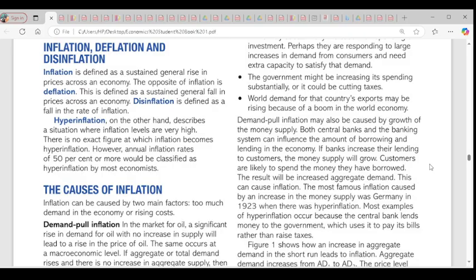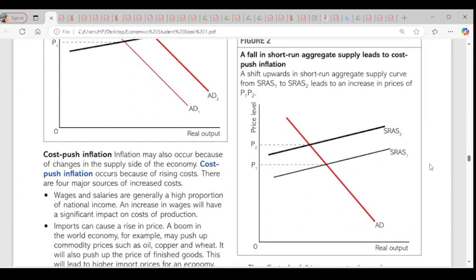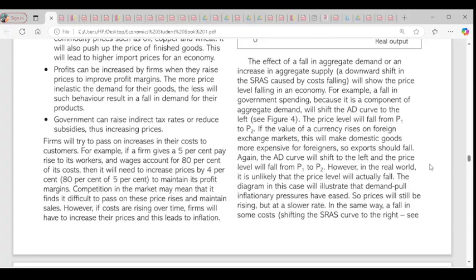So a fall in the short run aggregate supply curve will bring about a rise in price. It is graphically represented as this. The short run aggregate supply curve shifts leftward or upward from SRAS1 to SRAS2 to bring about a rise in price from P1 to P2. Is it clear, please? Yes, sir. So that's the graph for that, and that takes us to deflation.